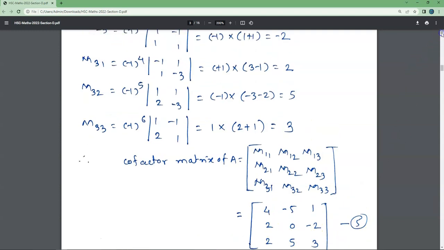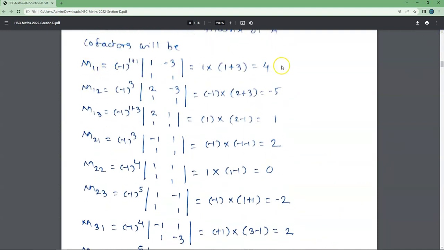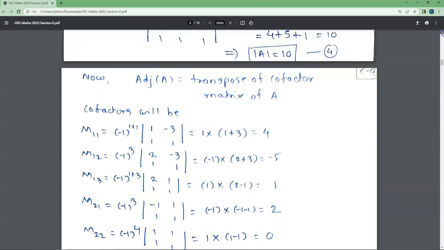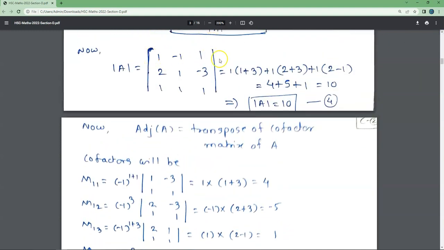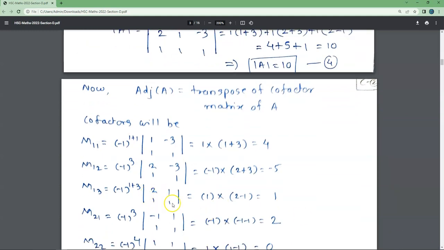Now how did we find out this? See, first we found 4, second we found minus 5, for third minus 1 raised to 1 plus 3, because this is 3 plus 1, minus 1 raised to 4 will be 1. This is first row and third column, so 2, 1, 1, 1, like that. So 2 minus 1, that is 1.